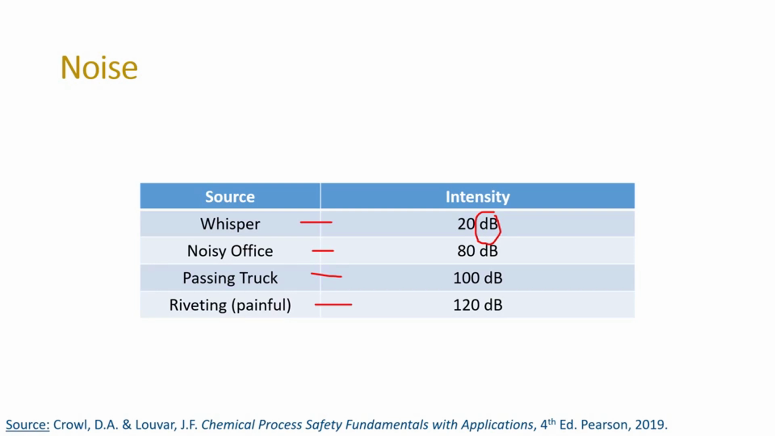So we can think about these and compare that to an exposure limit. And so we'll talk more about exposure limits in our next module. But the PEL, which stands for permissible exposure limit, and so that's what a worker could be exposed to consistently for 8 hours a day over a long period of time, that permissible exposure limit is 90 decibels. So here, kind of between the noisy office and the passing truck.